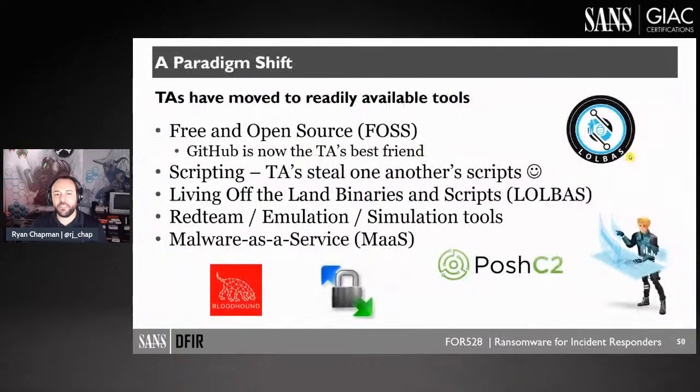Execution and persistence is next. We talk about, for example, the paradigm shift. Threat actors no longer have to build their own tools for the most part. They just download stuff from GitHub, is pretty much how it works. Or they leverage something like Cobalt Strike or PoshC2. That's all GitHub stuff. So I talk about all the different ways that the threat actors execute code, right?